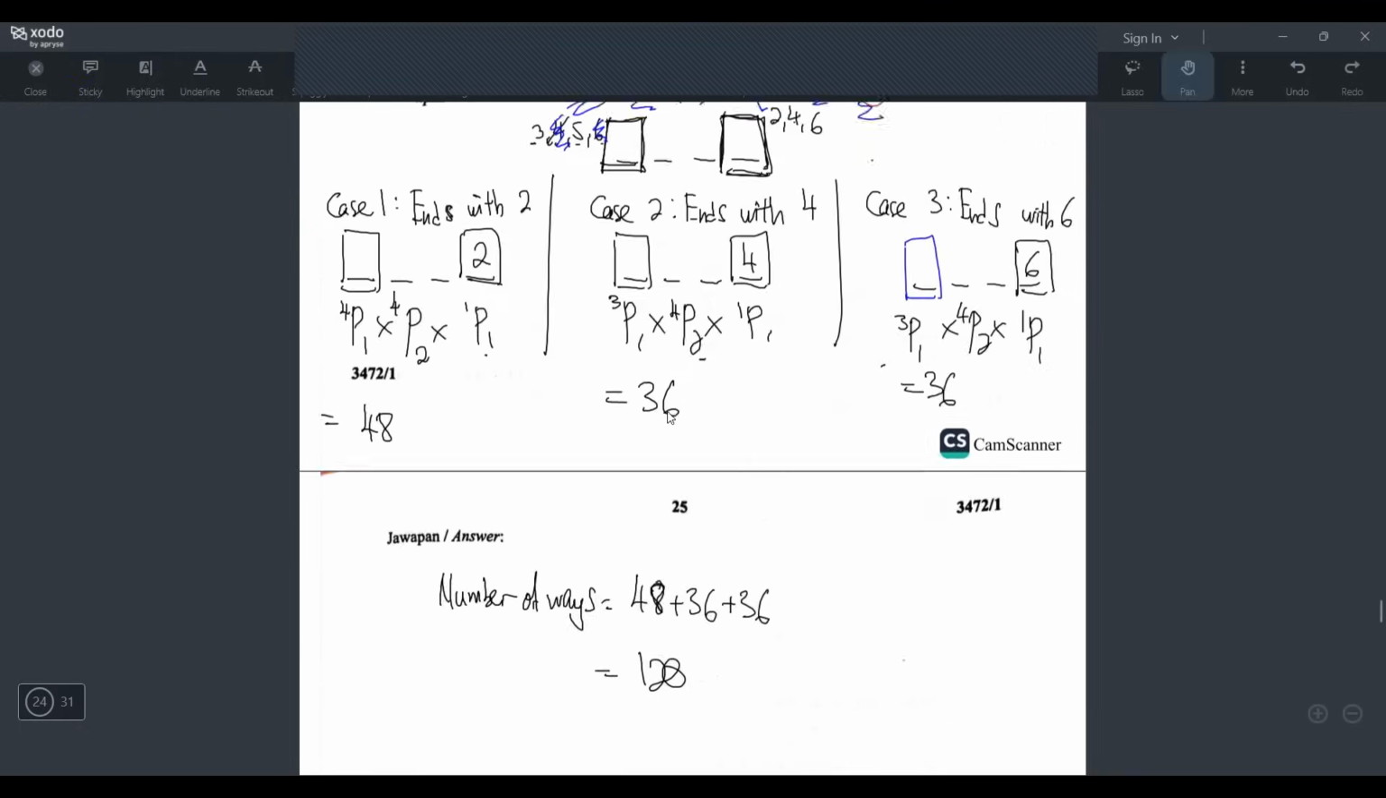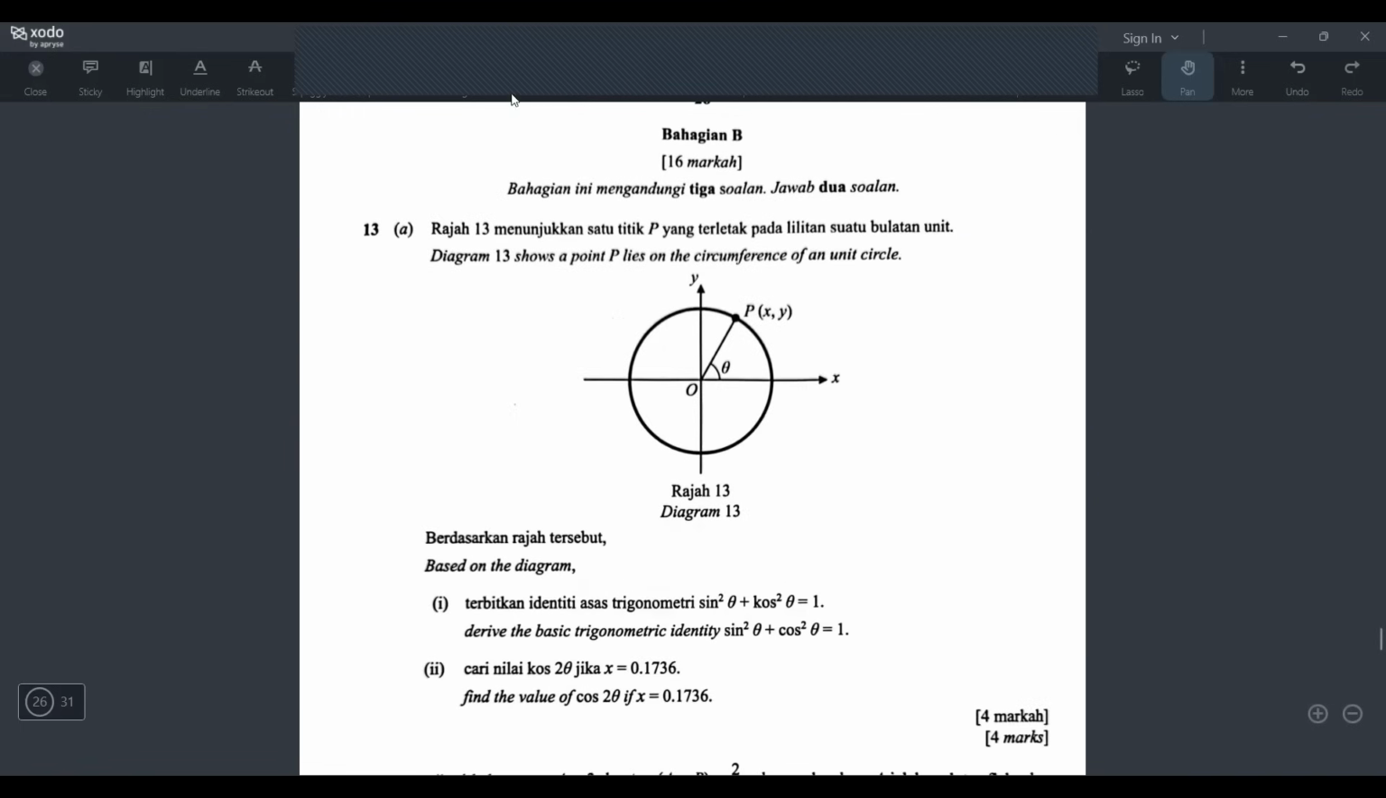Okay, are you done? Now we are doing section B. In section B, they will give you 3 questions. You will only choose 2 questions. But I will answer all 3 questions. Okay, so let's start with 13A.